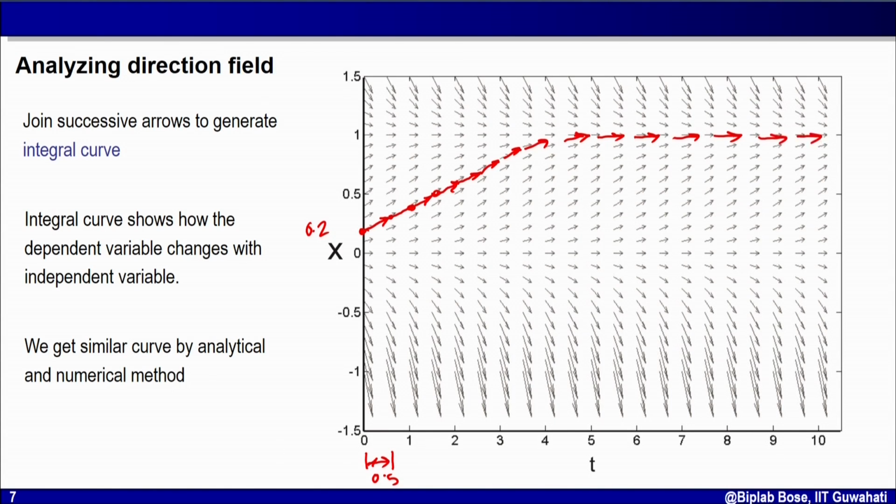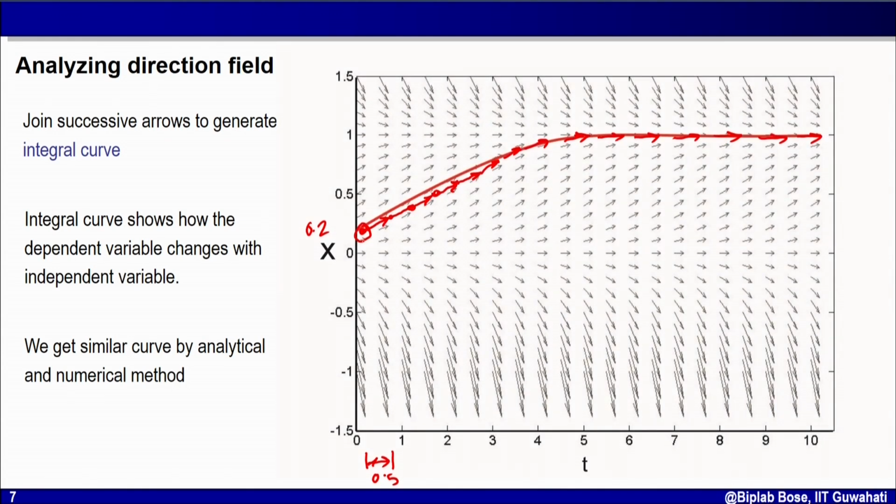So what I have done, I have started with the initial value at t equal to 0, I was at 0.2, and then I have followed successive arrows and their direction to move through time in this x versus time space. I have drawn it cleanly. You can see this is the line. This line is called integral curve. In fact, we have got this integral curve by integrating using a numerical method. The method I have used here is based on direction field and is sometimes called graphical method.